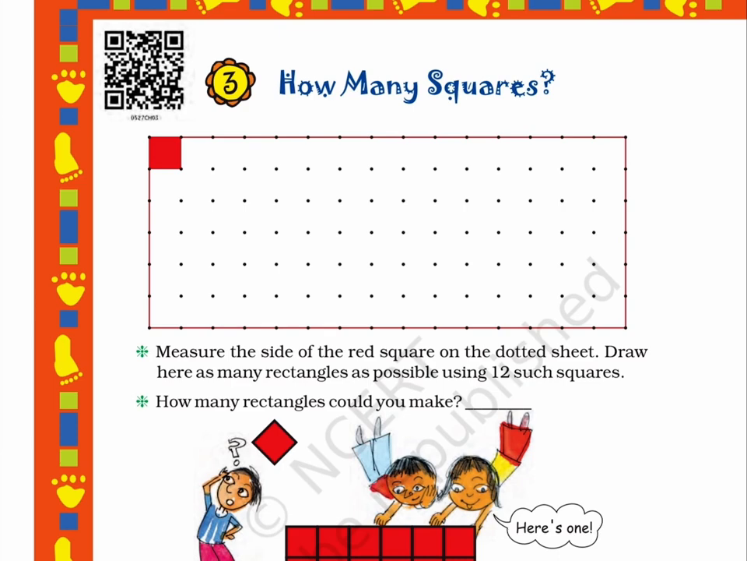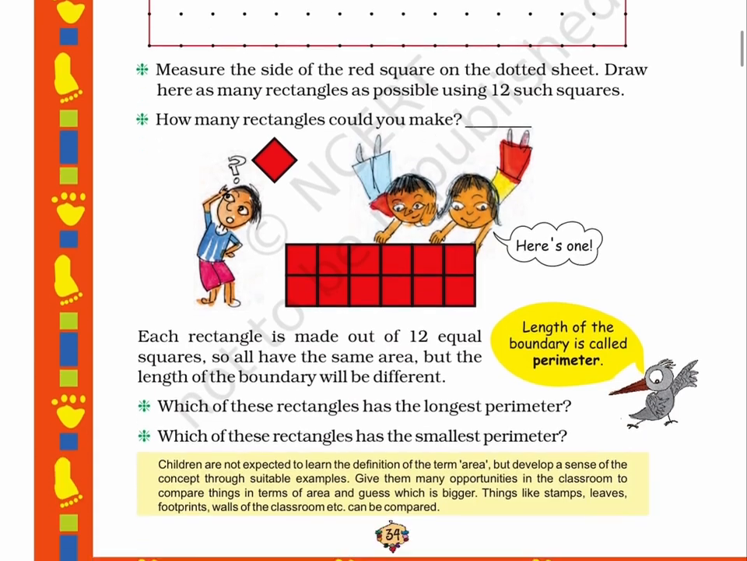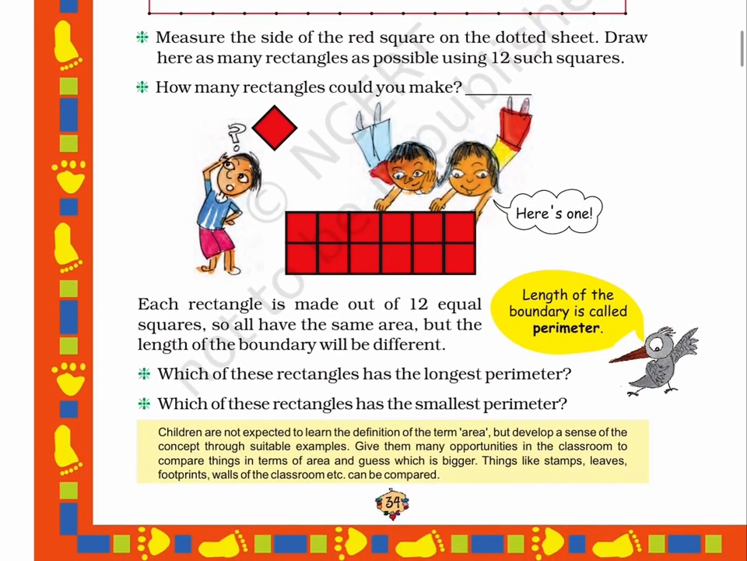Below the picture we see some kids exploring, thinking and doing the work by creating some red squares. One boy is thinking, whereas a girl and a boy are busy creating a pattern of red squares, one row on top of the other, and as they do this, the girl is happily cheering. Here's one. Each rectangle is made out of 12 equal squares, so all have the same area, but the length of the boundary will be different.